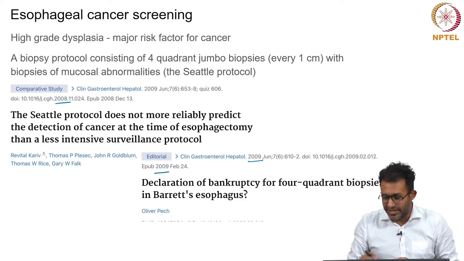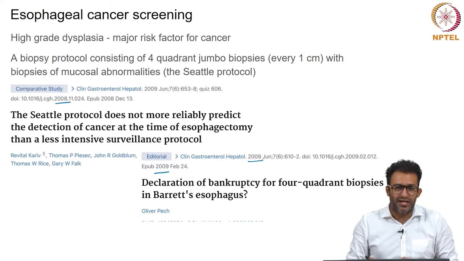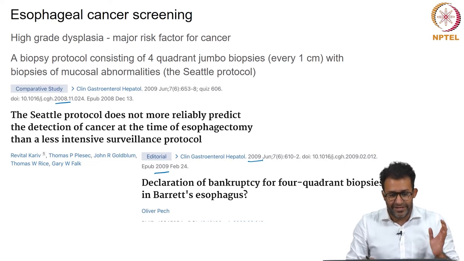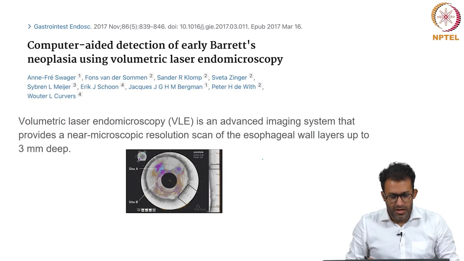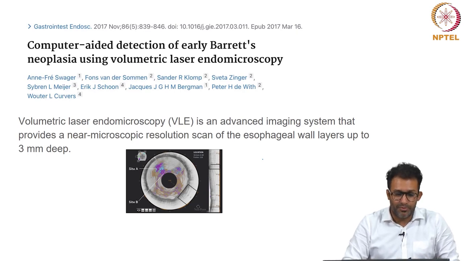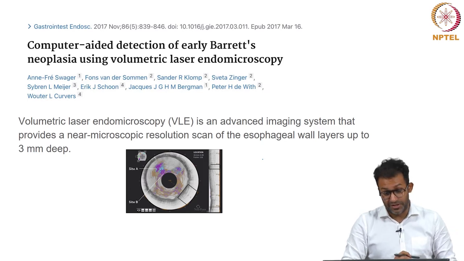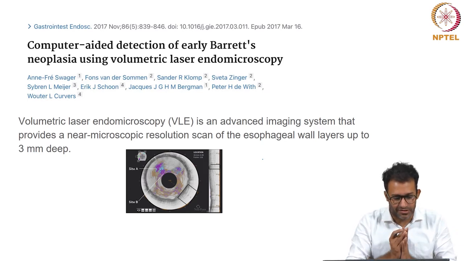Not yet, because we have not started using machine learning and deep learning to a big extent. So, here is this paper. This is a 2017 paper, computer aided detection of early Barrett's neoplasia using volumetric laser endoscopy. This was published in a top journal in our field, Gastrointestinal Endoscopy.